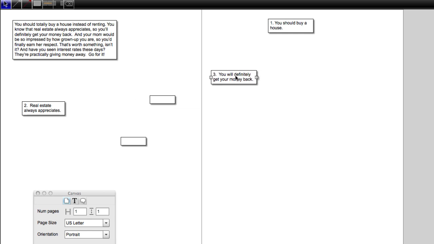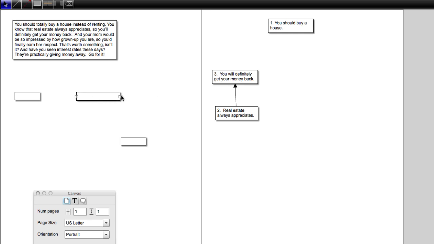And I immediately see a relationship between the two premises that I just isolated. 2 is a reason to believe 3. The author is using the claim that real estate always appreciates to convince me of the claim that you will definitely get your money back. So I'm going to put 3 over here. I'm going to put 2 over here, and I'm going to use an arrow to indicate that 2 gives evidence for 3. Now, I'm not exactly sure how 3 is going to get to 1. I think I'm going to keep looking for some more premises right now, but I'm pretty confident that that subargument certainly works. Okay, let's keep going.